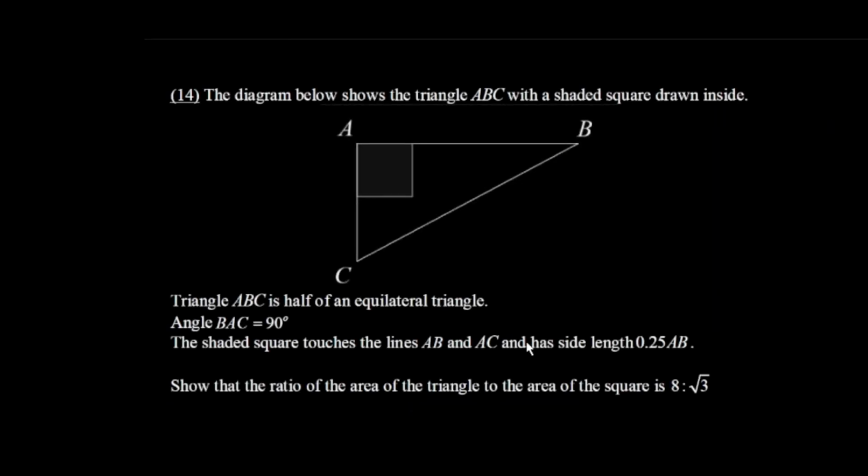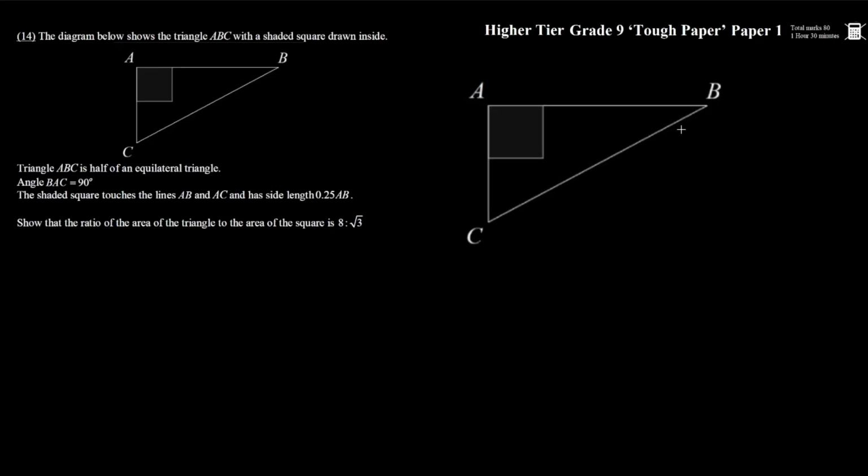Okay, we've been given a geometrical problem here with seemingly very little information on it, but the information is very subtle and we're asked to look at the ratios of the triangle to the area of the square. So let's start by putting that information on the diagram. So we're told that the triangle is half of an equilateral triangle, which means that this angle here is 60 degrees. And this angle here, if we need it, is 30 degrees.